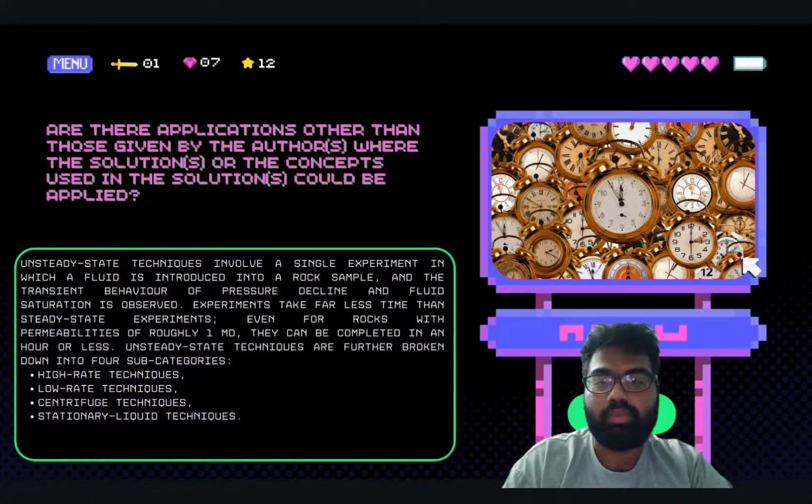The next question is about applications other than those given by the author where the solution or concepts in the solution could be applied. There's another technique called the unsteady technique, which involves a single experiment in which fluid is introduced into a rock sample. The techniques are further broken down into four subcategories, which are high rate techniques, low rate techniques, centrifuge techniques, and stationary liquid techniques. Thank you.